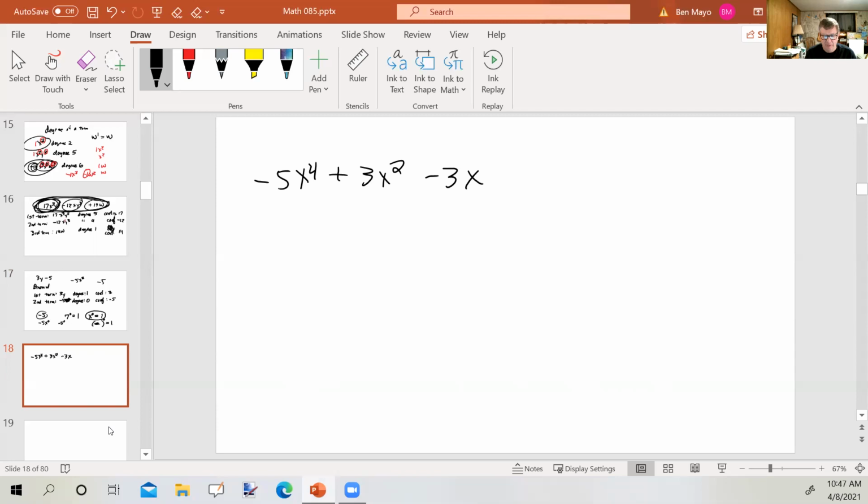What is the second term? Second term would be 3x to the second power. What is the degree of the second term? It'd be 2. What is the coefficient of the second term? 3. What is the third term? Third term would be negative 3x. What is the degree of the third term? 0, or 1? 1.